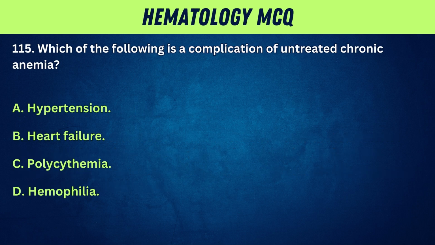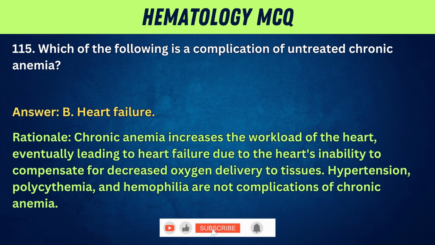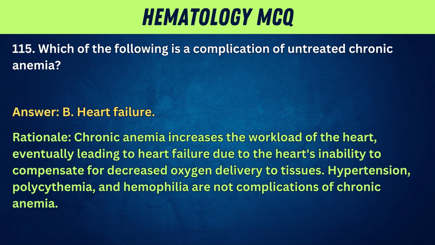115. Which of the following is a complication of untreated chronic anemia? A. Hypertension. B. Heart failure. C. Polycythemia. D. Hemophilia. Answer: B. Heart failure. Rationale: chronic anemia increases the workload of the heart, eventually leading to heart failure due to the heart's inability to compensate for decreased oxygen delivery to tissues. Hypertension, polycythemia, and hemophilia are not complications of chronic anemia.